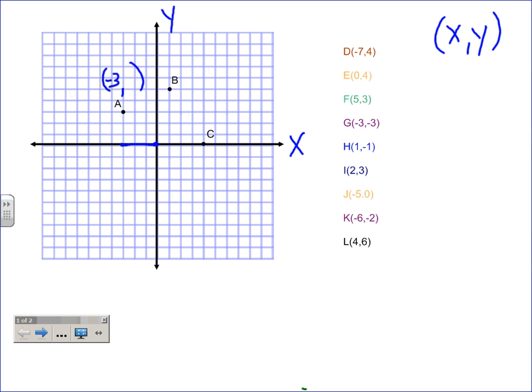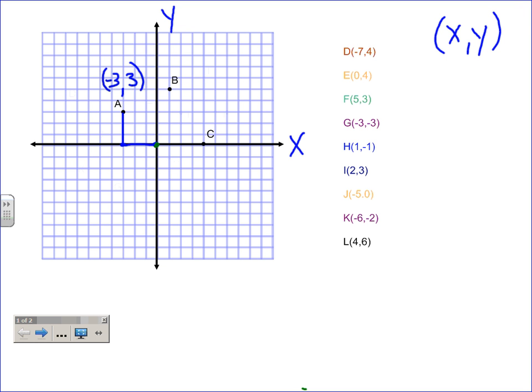And if I am now at this location, I still need to go that far to get to my destination. And I went up, well, let's find out how many. 1, 2, 3. So I went up 3. So that ordered pair, or that coordinate, is -3, 3. Okay. Again, the key is to make sure that you do x first.